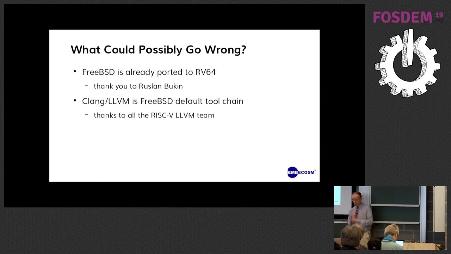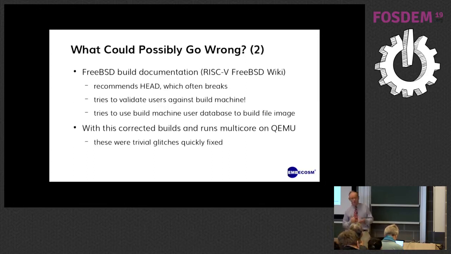So, what could possibly go wrong? FreeBSD's already been ported to 64-bit RISC-V. Thank you to Ruslan Bukin, who kicked off the project at Cambridge University, and others who since contributed. And Clang LLVM is the FreeBSD default toolchain, so that ought to be fine, and thank you to the people who've worked on that for RISC-V. But what could possibly go wrong?